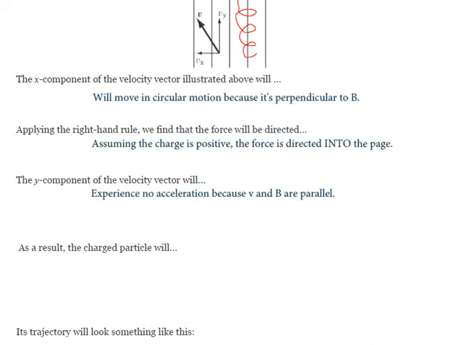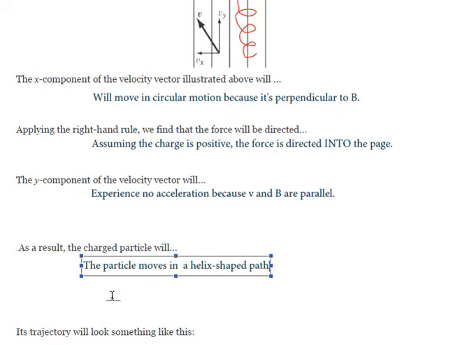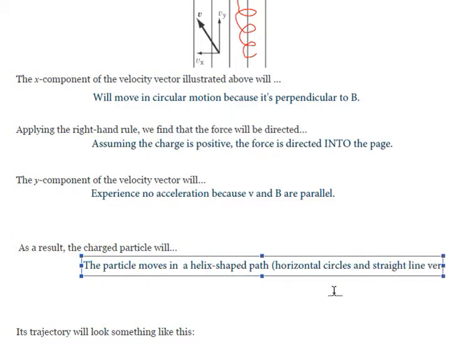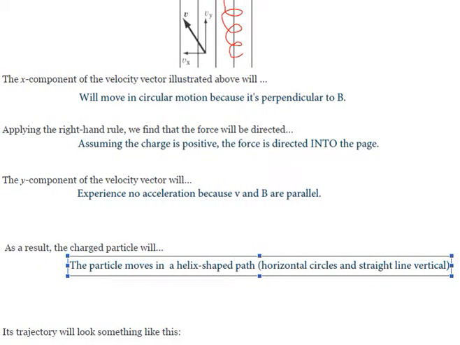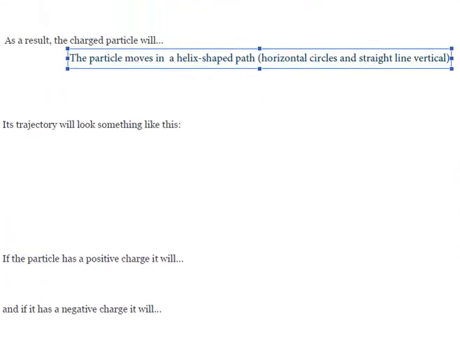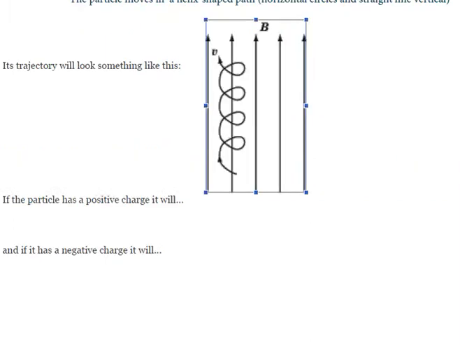So as a result of this combination of force and no force, I guess, the particle moves in a helix-shaped path. Horizontal circles and straight line vertical, I guess, if we want to try to throw some describing words in there. So as a result, trajectory, let me get a picture of that.